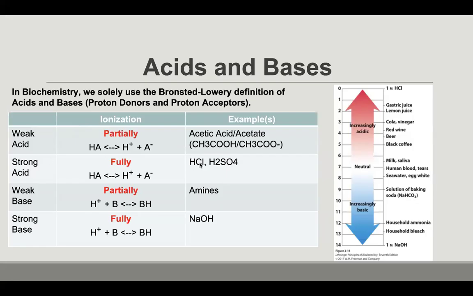Strong acids like HCl or H2SO4 completely break apart into hydrogen ions and chlorine ions. They completely break off into their individual parts. Same thing for weak bases: they partially break apart, and then strong bases completely break apart. So you're going to have a lot of sodium ions and a lot of OH minus molecules.